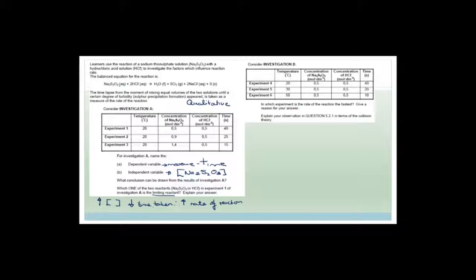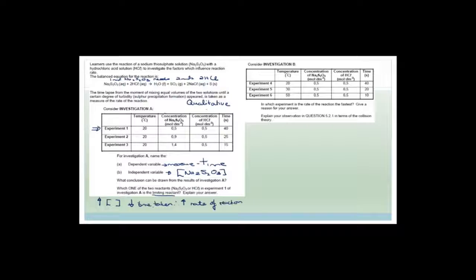Okay. And do you see that 1 mole of sodium thiosulfate requires 2 moles of HCl? So if you look over here, they've given us 0.5 moles per decimeter cubed for both. But since it's 0.5 decimeters cubed, we can assume that if there's a 1 decimeter cubed container, then we've got 0.5 moles of this and 0.5 moles of this, right? That 1 mole of Na2S2O3 needs 2 moles of HCl.